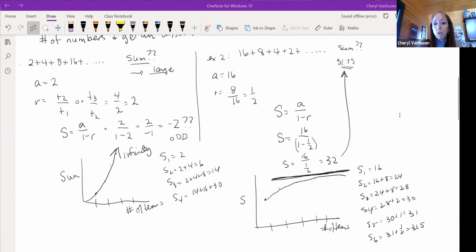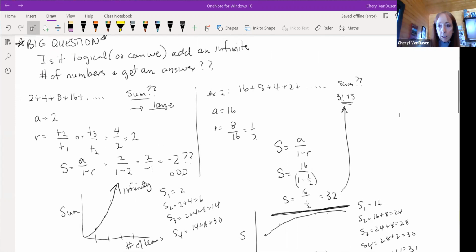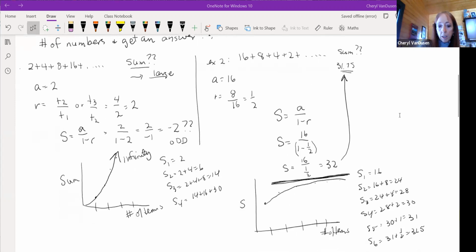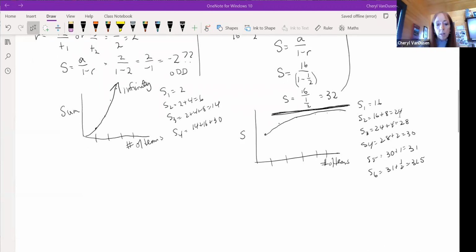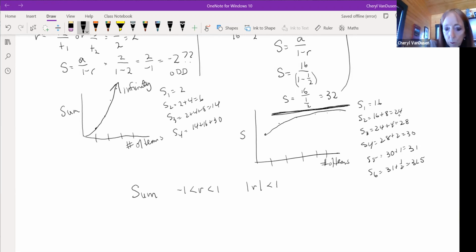Okay. So again, going back and looking at this, yes, it is able to be done. What we need to note is the value of R that will allow us to have a sum. To be able to have a sum, our R value has to be between -1 and 1, or we could say the absolute value of R has to be less than 1. That gives us a sum. We could call that a convergent series. I don't know that we need to know that word, but we'll put that in there.